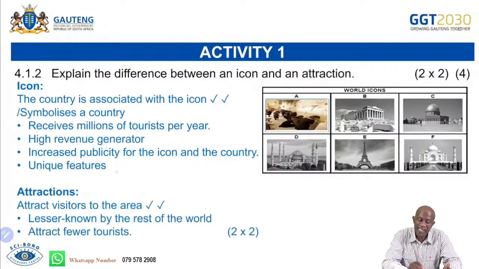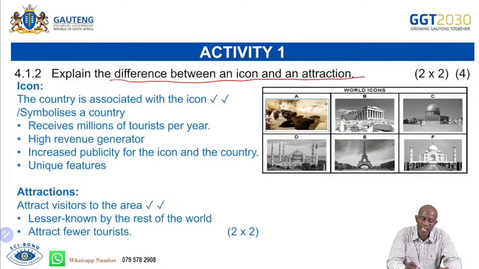And lastly, it must have unique features, so that makes it an icon. And remember, the question says you need to give the difference between an icon and an attraction. So this is what differentiates an icon from the attractions.